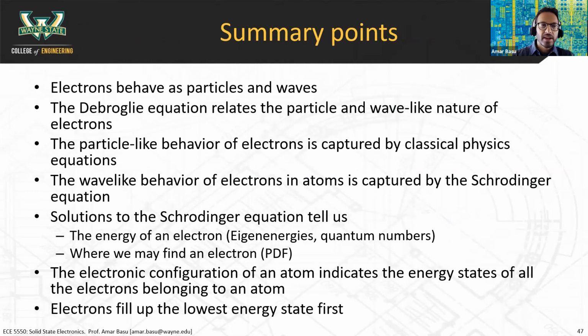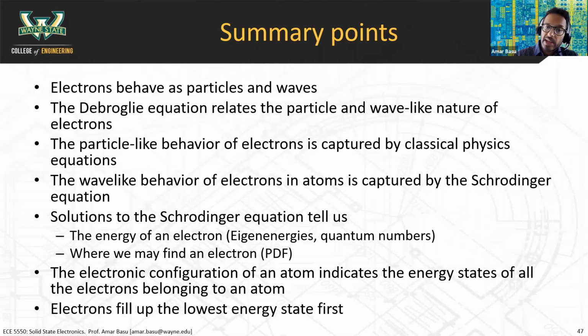We talked about how electrons behave as particles and as waves. The de Broglie equation was a really important equation that relates this particle and wave-like nature of the electrons. The particle-like behavior is captured by classical physics equations like E equals mv squared over 2, and then you have the equations describing potential energy. The total energy is equal to potential energy plus kinetic energy.